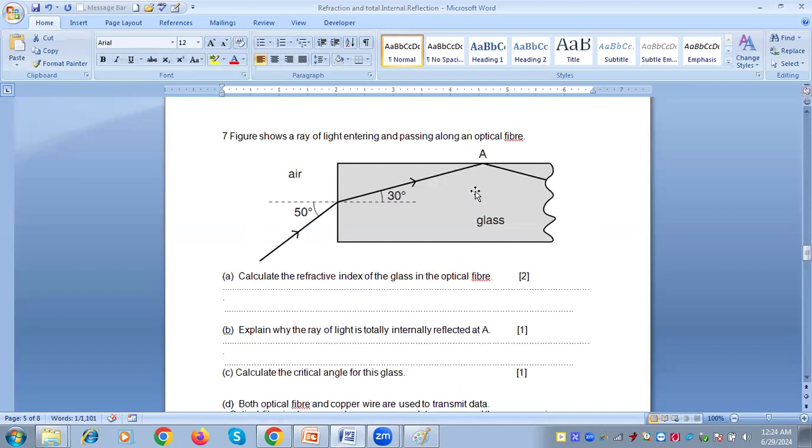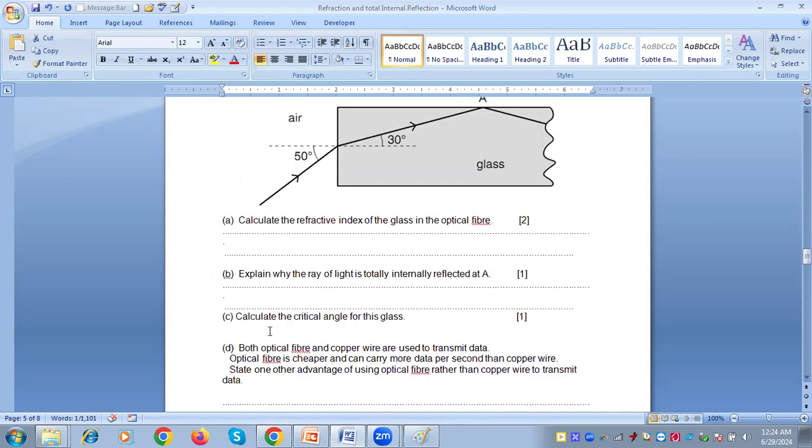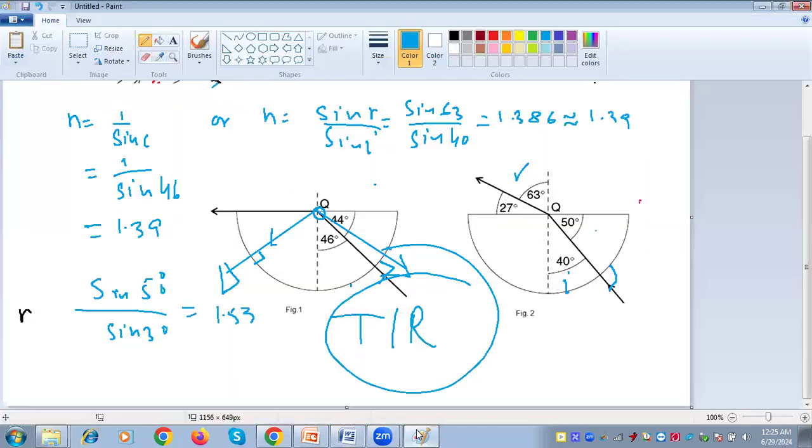Why do the rays reflect totally internally? Because the angle at which it's striking the point A is greater than the critical angle of this glass. What will be the critical angle? How will you calculate it if you are asked? 1 upon n is equal to sin C, and you know n. You have calculated n. n is 1.53, so you can calculate the critical angle using sin C equals 1 upon n.